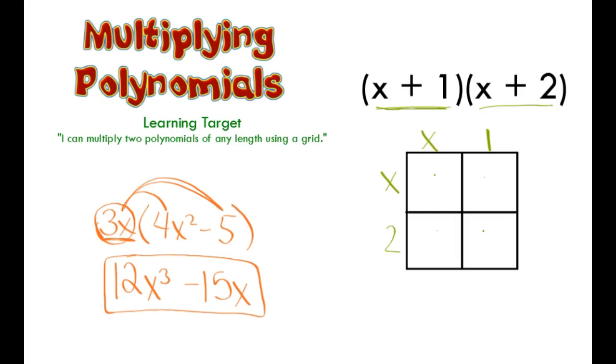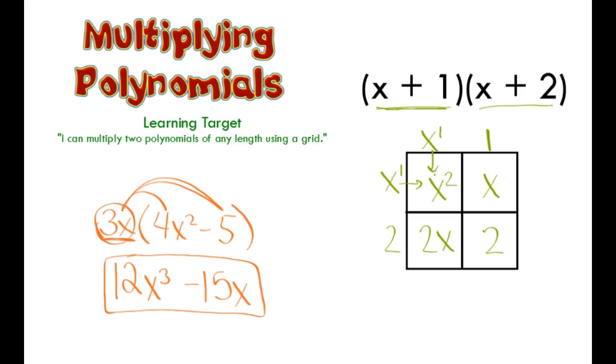And then it's just like Battleship. Where they meet, you multiply those two things. So where x and x meet, they become x squared because you add these little invisible ones. Where x and 1 meet, you can either write 1x or just x. x and 2, where they meet, it is 2x. And 2 times 1 in the bottom right corner is just 2. Alright, but that's not the end of the problem.